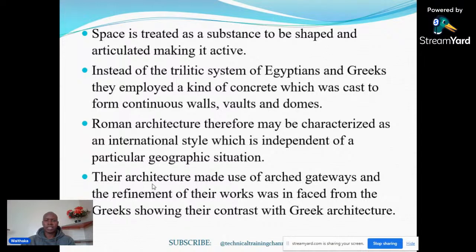We're also saying that their architecture made use of arched gateways, and the refinement of their work was influenced from the Greek, showing their contrast with Greek architecture. Just as I had mentioned, the Greeks were interested in the exterior, but now the Romans are concerned with and interested in both the interior space and the exterior space.